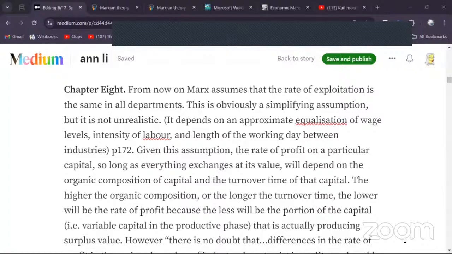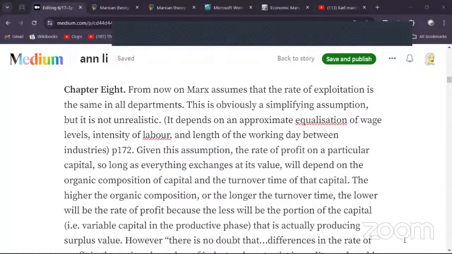It depends on an approximate equalization of wage levels. Everybody makes the same; seniority doesn't count. Intensity of labor, having kids work the machines rather than people who've been there for a while. And length of the working day between industries. Not everything is identical in terms of working day, for any number of reasons.